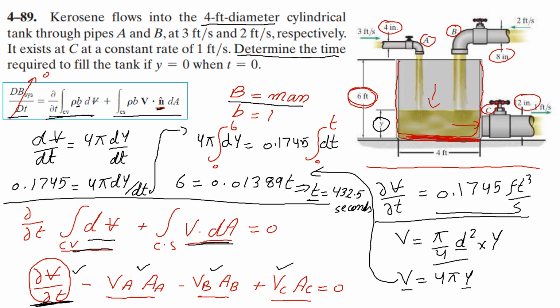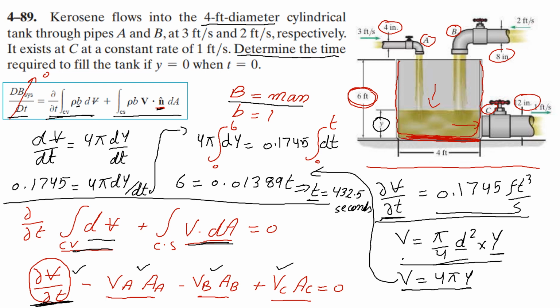By solving it, we get our value for dV by dt, that is this one. Then I take my volume for an unknown height of this cylindrical tank, and by doing so I multiply the area with an unknown height y. So I get my volume like this.